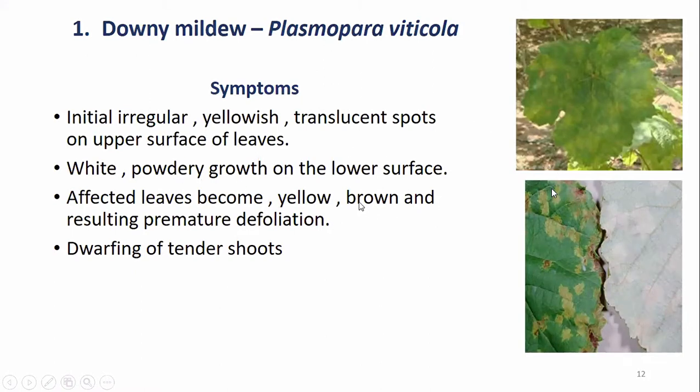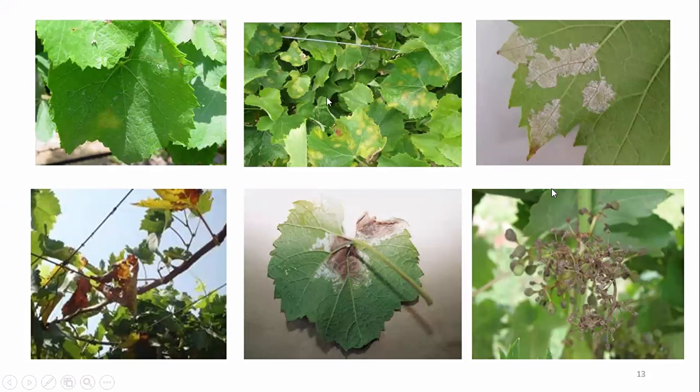Affected leaves become yellow and brown, resulting in premature defoliation. Then dwarfing of the tender shoots also occurs. Here you can see the brown and yellow symptoms on the leaf surface, the irregular yellow patches, then dwarfing of the tender shoots and brown shoots. Bunch formation is also affected by downy mildew.